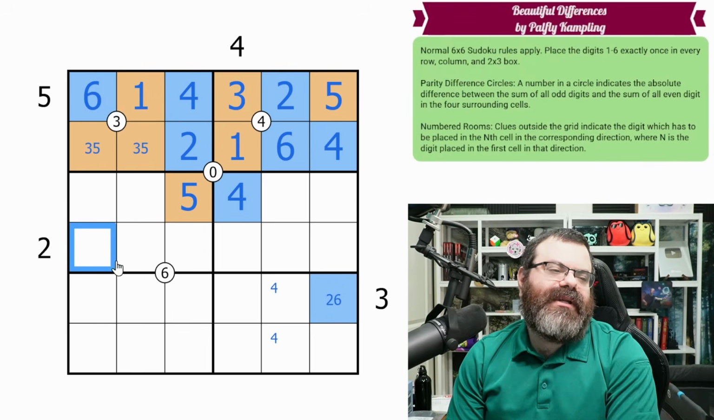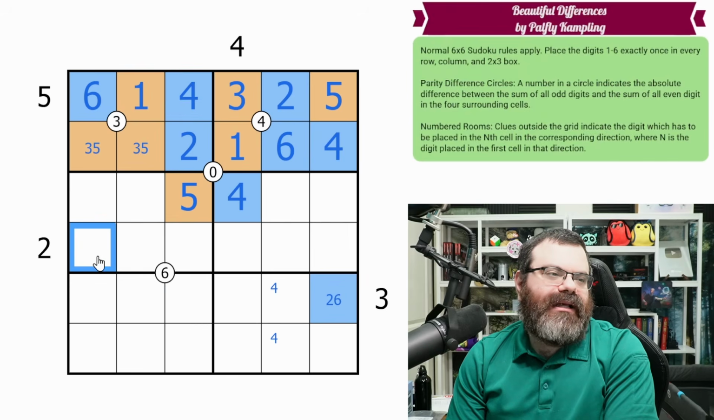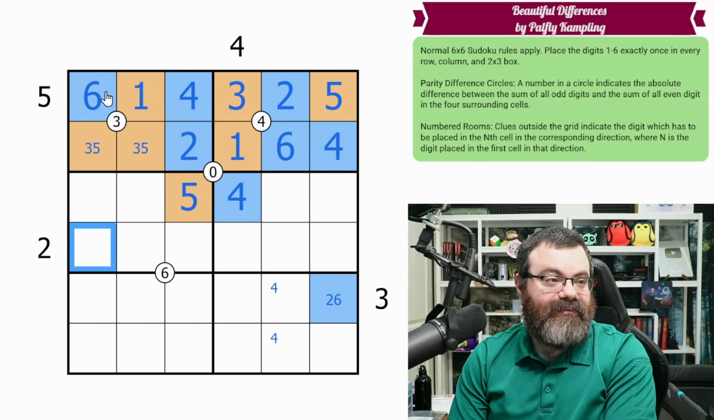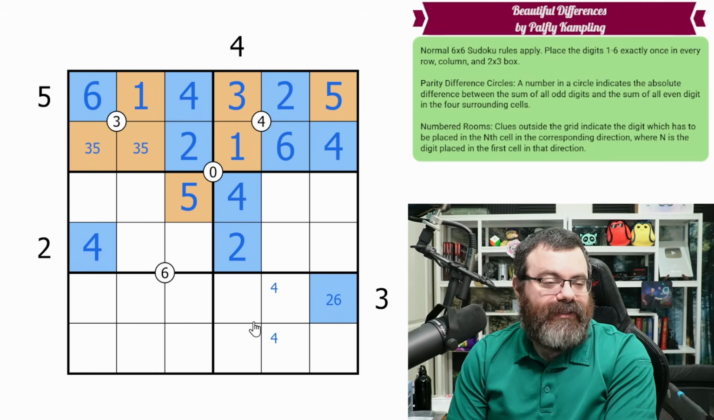So this 2 is quite limited. It's not a 1. It's not a 2 because of the numbered room just naturally. But we also can't put a 2 here or here. So it's actually just a 4 or a 6. And it's not a 6. So it actually must be a 4. It's the only place this 2 is going to work. All right, that works out. So this is a 5, 6 pair. So this can't be 6. It's a 2.